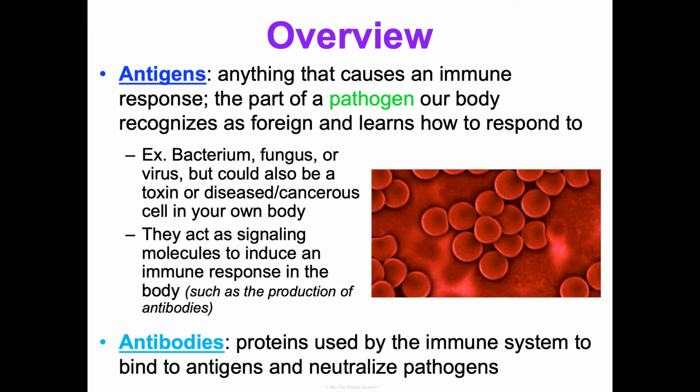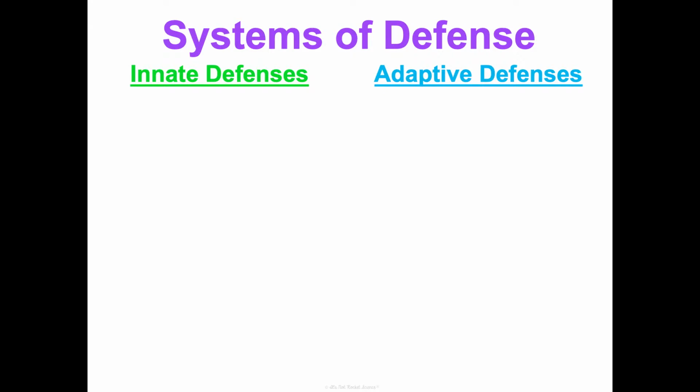So just know that the pathogen is an actual disease-causing bacterium or fungus or virus, whereas the antigen is the part of the pathogen, or just the part of something, that signals the body: this is foreign, respond to it. So basically our body has two systems of defenses that it will put into play.